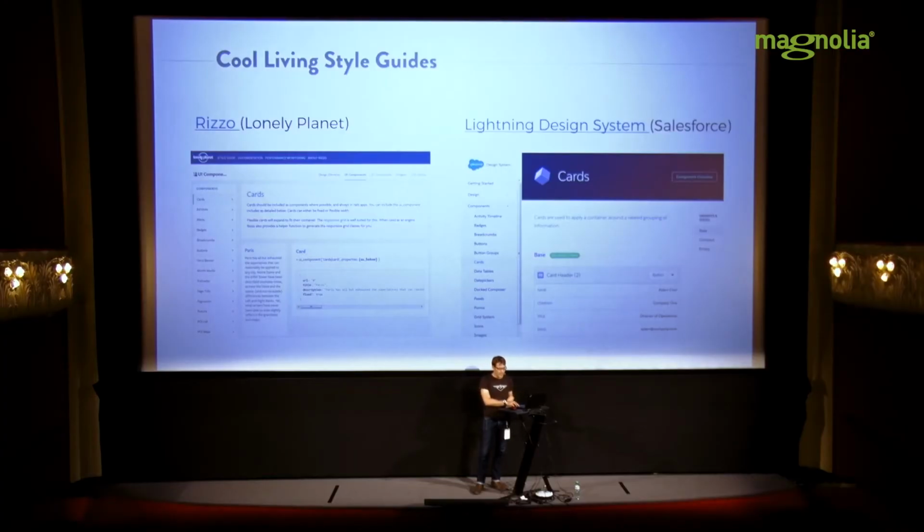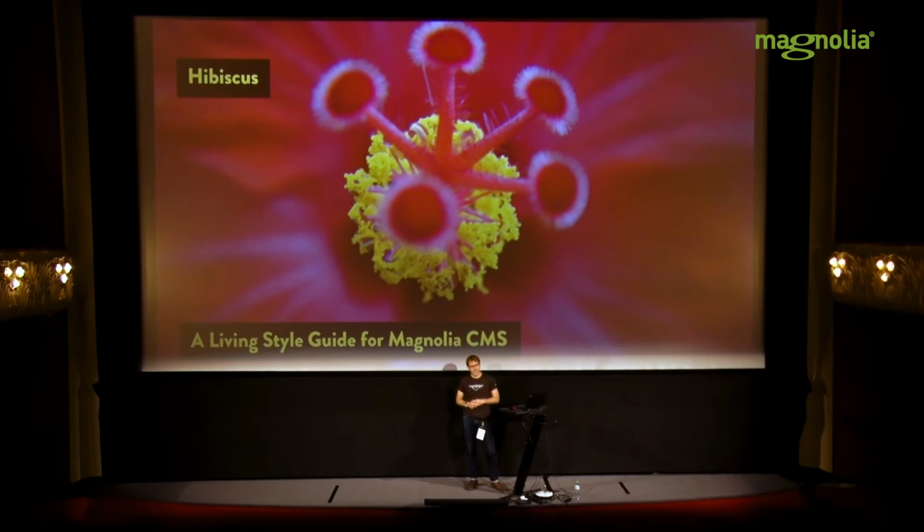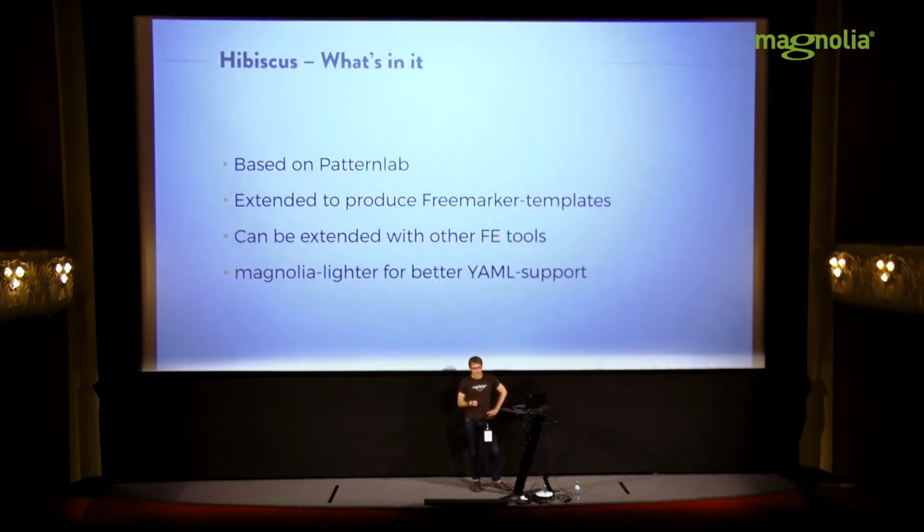Now, you can imagine that what we try to do is to create a living style guide for Magnolia, and we call this Hibiscus. Now, what is this Hibiscus? It's based on Pattern Lab, the tool that Adrian just showed. What we did was extend it so that the output of this Pattern Lab is not just this HTML style guide, but that we can also generate FreeMarker templates out of it.